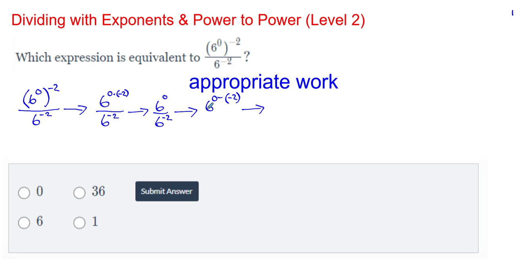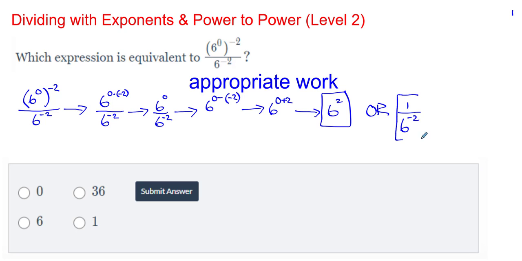So in the next step, 6 to the power of 0 subtract a negative 2 is really going to simplify to 6 to the 0 plus 2. But we've been doing this for quite a while when you have a double negative like that. So obviously 0 plus 2 is 2. So that's going to be 6 to the power of 2, which is a viable option. Or you understand that we could write that as a negative exponent by moving that base 6 to the bottom, and then that positive exponent becomes a negative exponent, and then put it over 1. So you could have that.